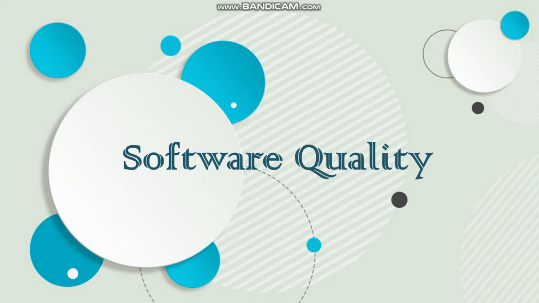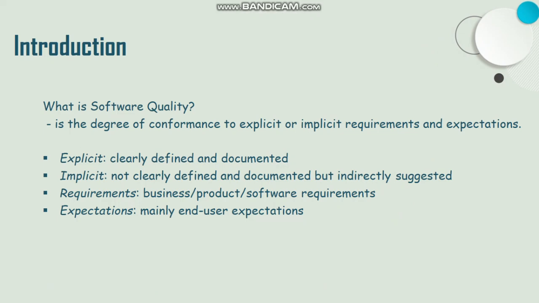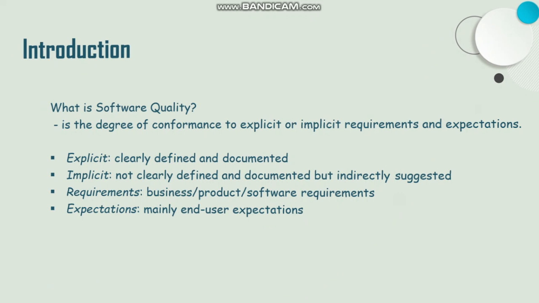So I will be going to discuss software quality. First, what is software quality? Software quality is the degree of conformance to explicit or implicit requirements and expectations. When we say explicit, it is clearly defined and documented, and implicit is not clearly defined and documented but indirectly suggested. Requirements: business, product, software requirements. Expectations are mainly end-user expectations.